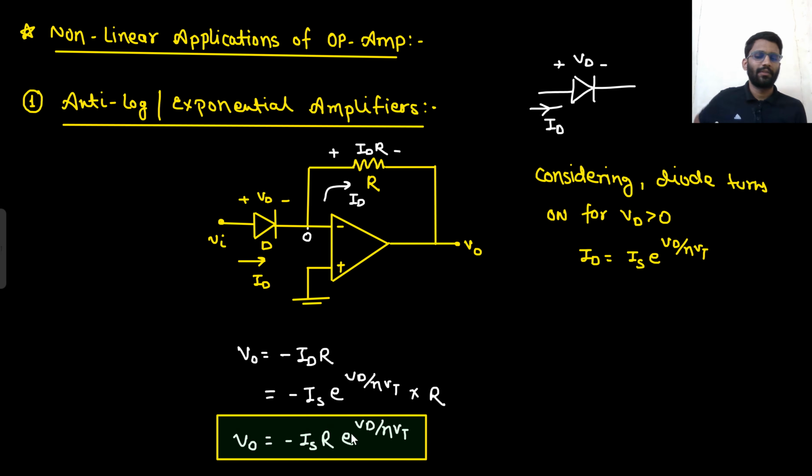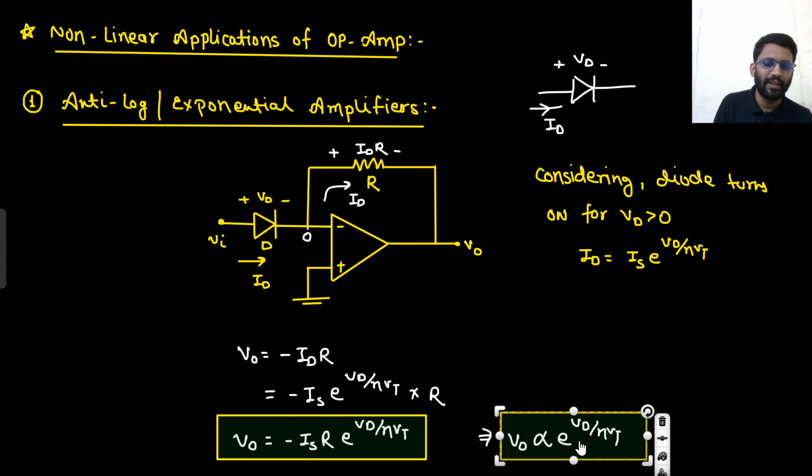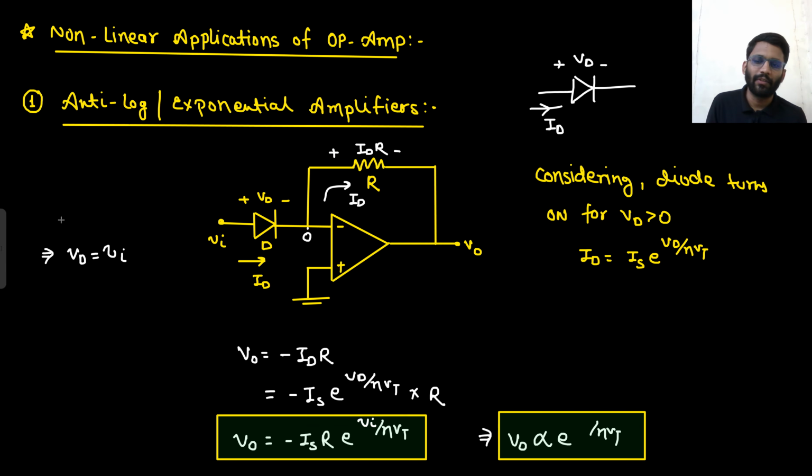So here, what do you see? Your V0 is proportional to e to the power Vd upon eta Vt. Not Vd, sorry. Vd is equal to Vin, so I need to write Vin here, because Vd is equal to Vin only here. That's it. So this is what we wanted and we achieved it. So this was the application for the exponential amplifier.